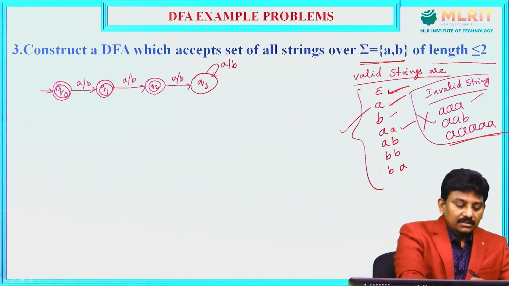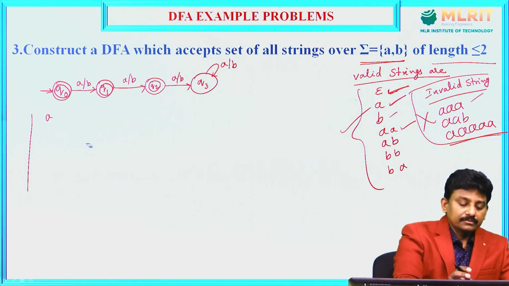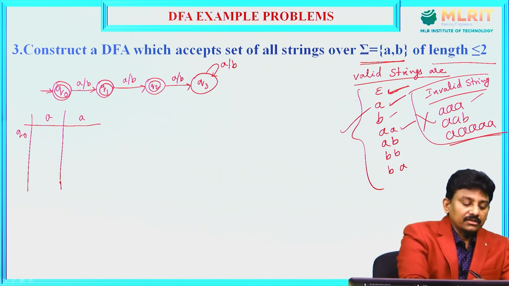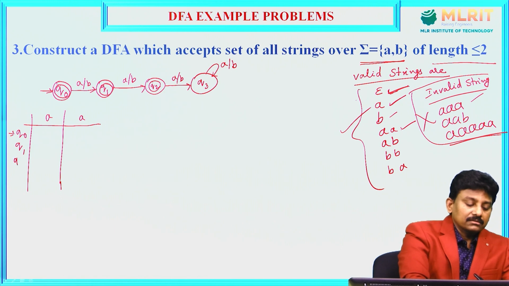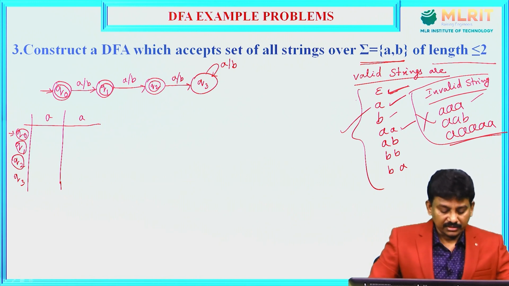Then the transition table as usual: rows are states, columns indicate the input symbols A or B. States are Q0, the initial state, Q1, Q2, Q3. Q0, Q1, Q2 are the final states.